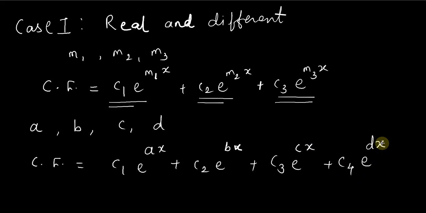So whatever the number of roots in the solution, we get that many constants. These are constants of integration, actually, the constants in the CF. You can verify this while checking your answer. Whatever the degree of the auxiliary equation, we get that many roots and that many constants in the CF. So this is the first case, if the roots are real and different.